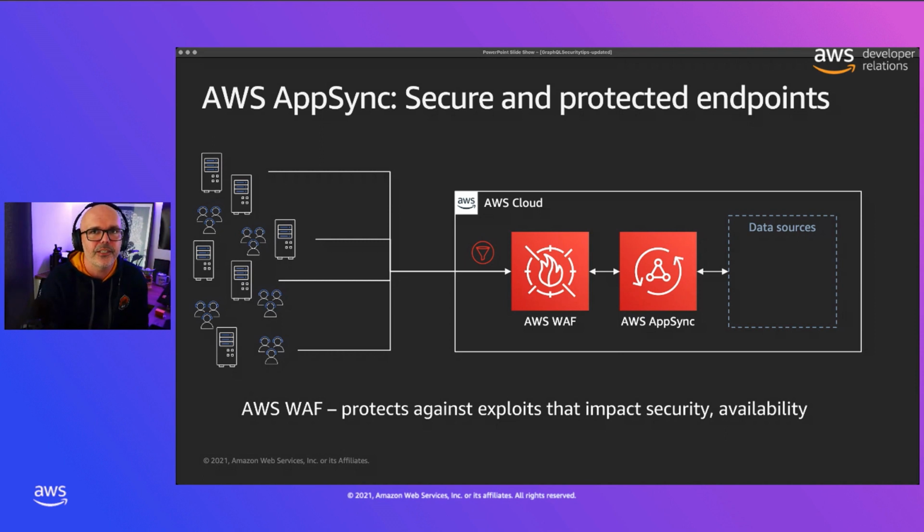Additionally, it also integrates with AWS WAF to provide additional firewall rule types of functionality to your API. With AWS WAF, you can actually protect against exploits that impact security and availability of your API. And the great thing about AWS WAF is it's really easy to configure, and that's what I'm going to go into next and show you a bit more detail on that.